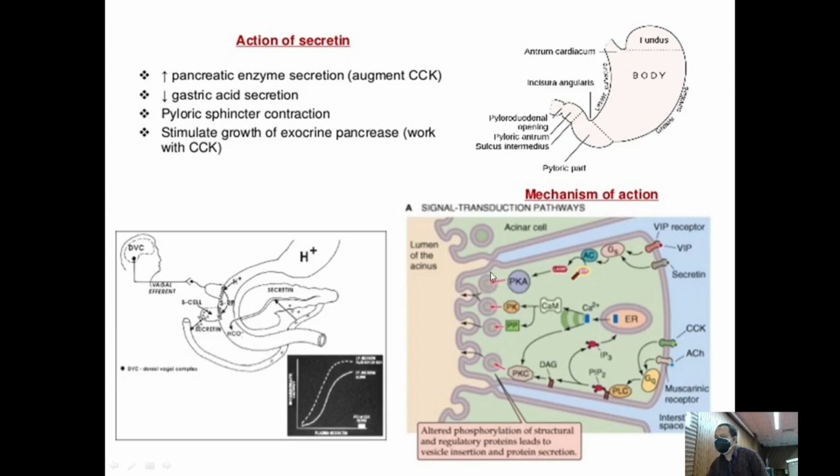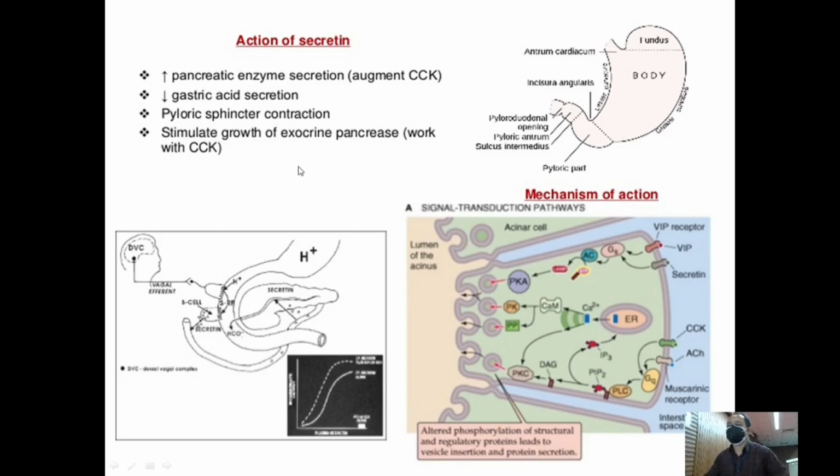Again, this also helps in the insertion of these vesicles. Okay, and these are laden with not only enzyme, but this also helps in the secretion of a fluid that is rich in bicarbonate. Okay, fine. The same applies to VIP, which we will be discussing later. So this is the mechanism of action of not only CCK but secretin as well. But secretin acts through adenylyl cyclase, and CCK acts through phospholipase C.